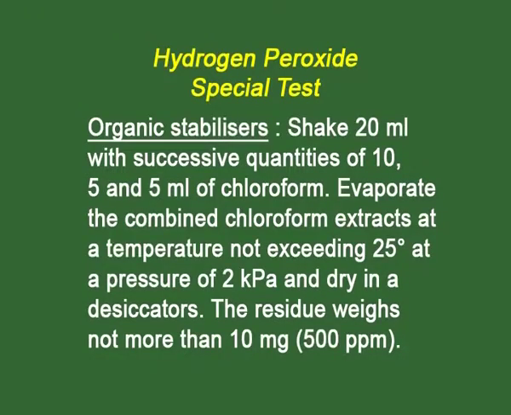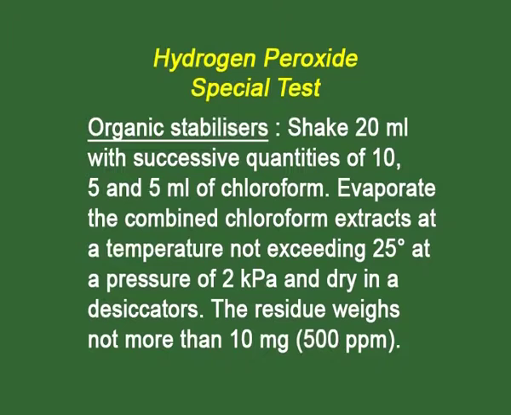There are different tests which are available for hydrogen peroxide. The foremost is the acidity test. Dilute 10 ml with 100 ml of water and add 0.25 ml of methyl red solution. Not less than 0.05 ml and not more than 0.5 ml of 0.1 molar sodium hydroxide is required to change the color of the solution.